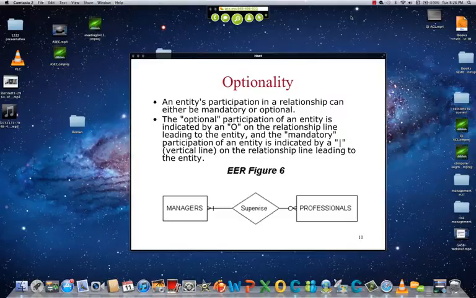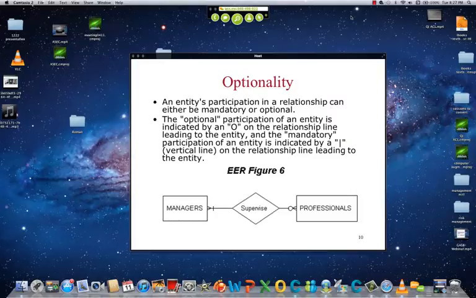So in a way, when you model this, those things are very important, and they define business rules: what is allowed and what is not allowed in your business. Questions? So, there is a possibility of a manager not supervising a professional. For example, you hired a new manager, and he doesn't supervise anyone. But if you hire a new employee, a new professional, he must be supervised by someone. You must assign a manager to that professional.